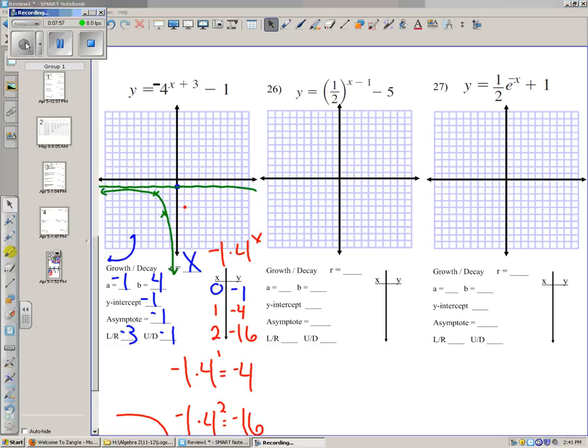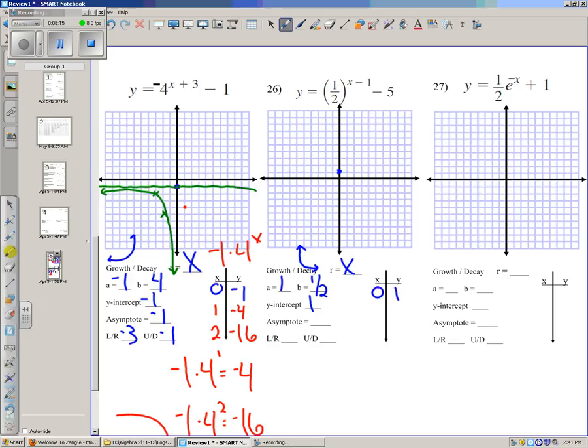All right, let's go to 26. So on 26, I've got A is 1, B is a half. Since B is less than 1, it's decay. I got a regular L shape. No R in this one. My y-intercept is 1, so I can graph it, put it in my t-chart.